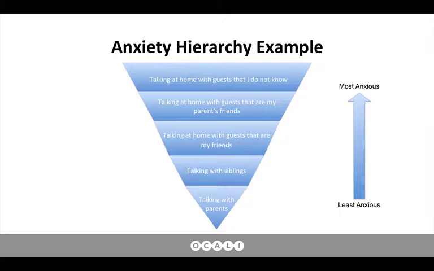Typically, the bottom trigger is one that the person may have some coping skills for already, so starting with success is important. So receiving positive reinforcement for talking with parents and talking with siblings can help build a foundation for learning to lessen anxiety when talking with friends. You continue working through the levels and develop supports for each trigger.